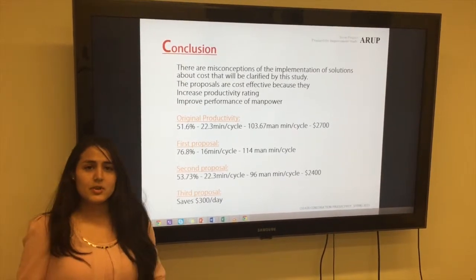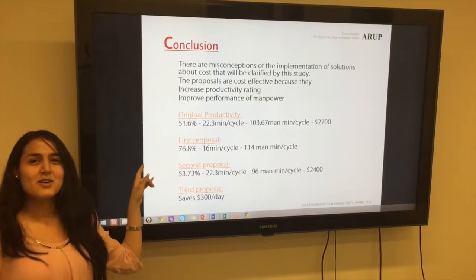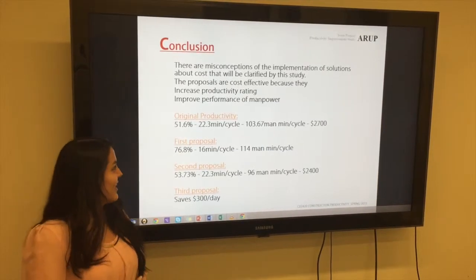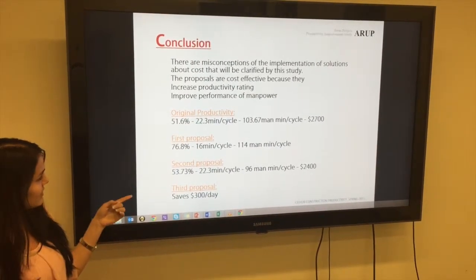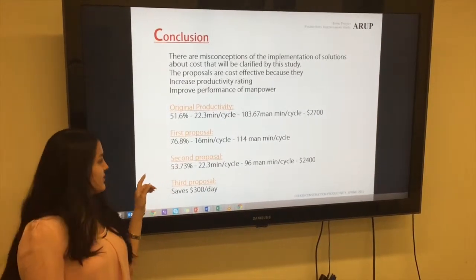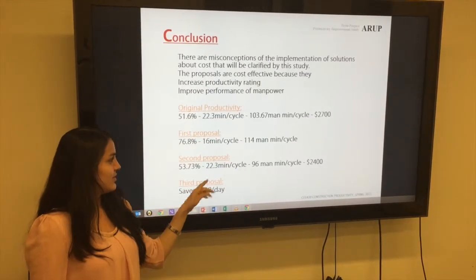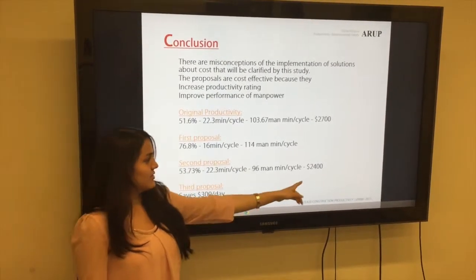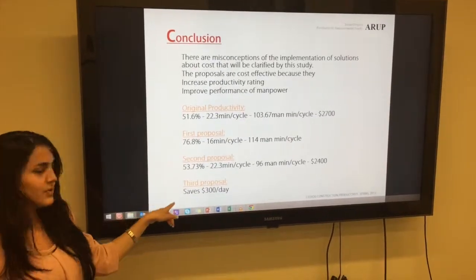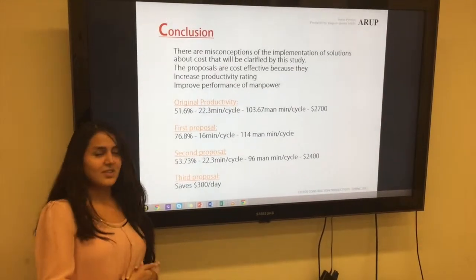With the first proposal, we have an increase from 51 to 76.8% in 16 minutes per cycle. The second proposal, we have from 51 to 53.73%, using the same minutes per cycle, but we have reduced the cost to $2,400. As the third proposal that we mentioned, it will save $300 per day.